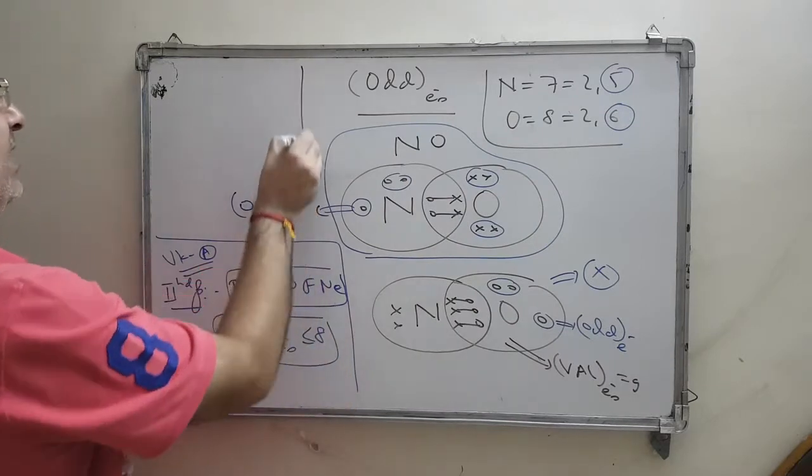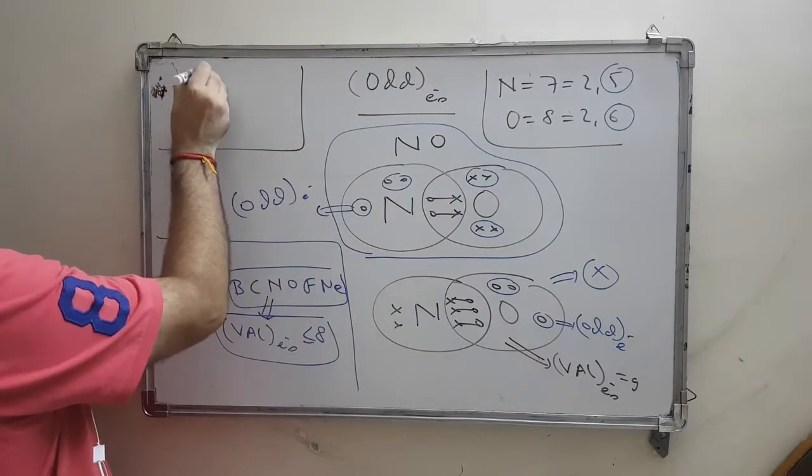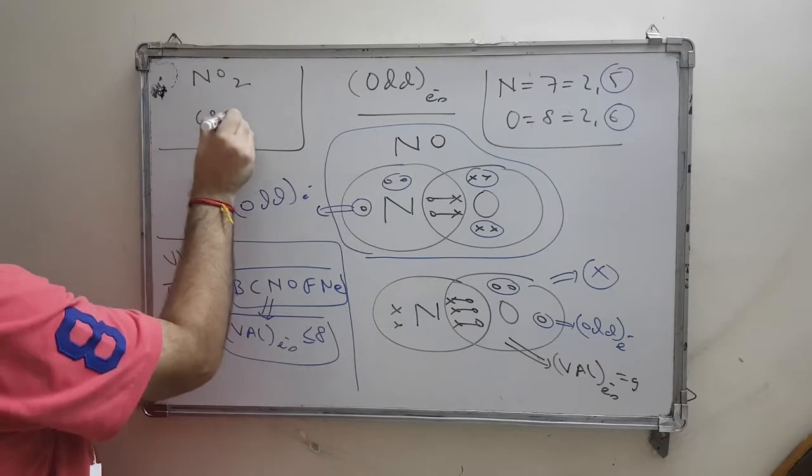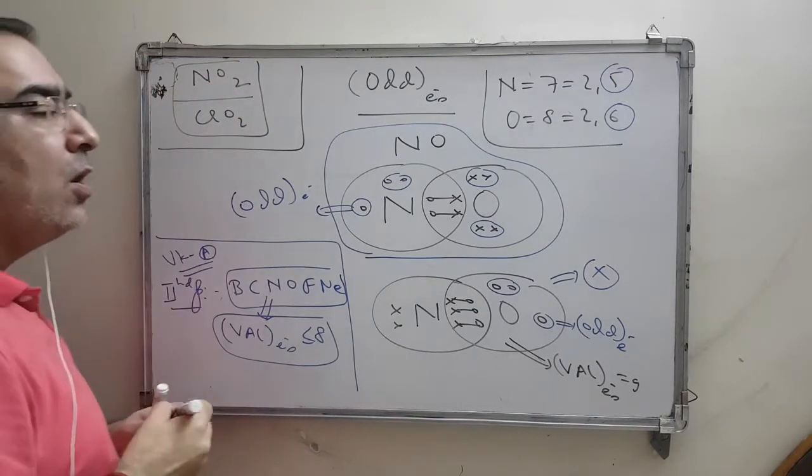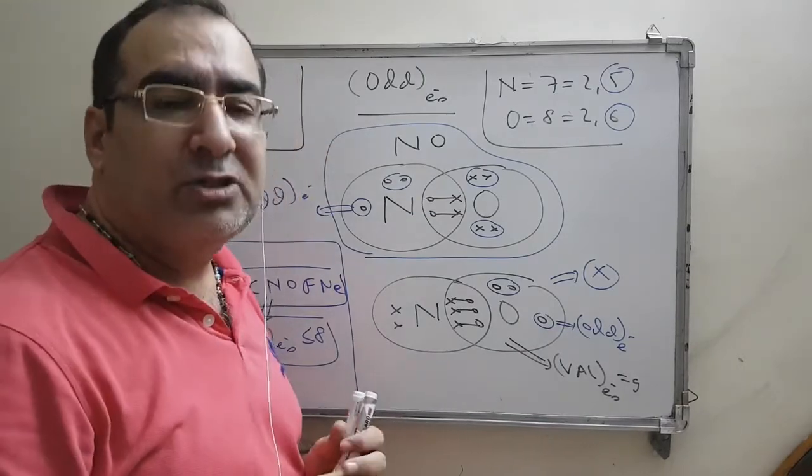Now I will give you one homework: you have to draw the structures of NO2 and ClO2 also. These two molecules also have odd electron systems.